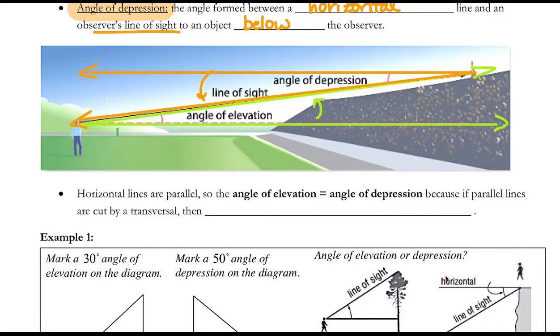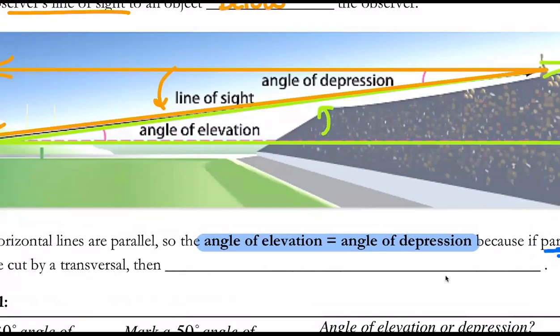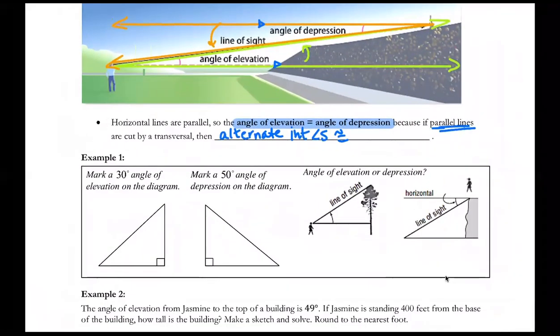And those are going to be the same. So the reason that those are the same is because the angles that are formed there are what kind of angles? Well, the angle of elevation and the angle of depression are the same because if parallel lines are cut by a transversal, then what kind of angles are these? Well, here's your parallels. That's creating alternate interior angles that are congruent. If parallel lines are cut by a transversal, then alternate interior angles are congruent.